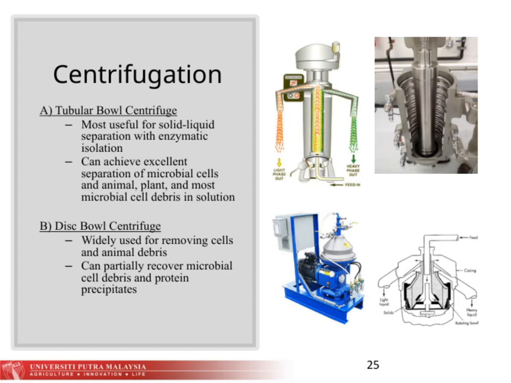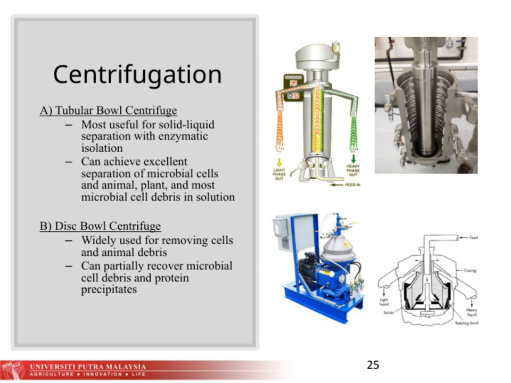Let's take a look at two common types of centrifuges used in laboratory separations. First, the tubular bowl centrifuge. This type is particularly useful when we need to perform solid-liquid separation, especially in enzymatic isolation processes. It can achieve excellent separation of microbial cells, as well as animal, plant, and most microbial cell debris suspended in a solution. This makes it a versatile tool for various biological separations.